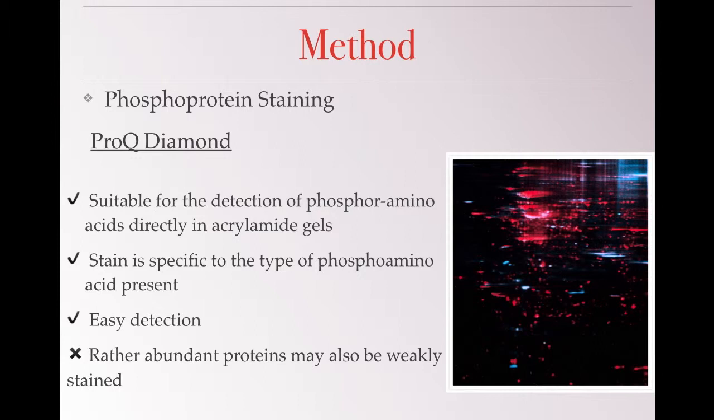The stain is also specific to the type of phosphoamino acid present. Detection is easy with visible light scanning or a visible transilluminator. The emission and excitation maxima for this stain are approximately 555 to 580 nanometers. However, in complex protein samples with thousands of protein species resolved by 2DE, some non-phosphorylated but rather abundant proteins may also be weakly stained.